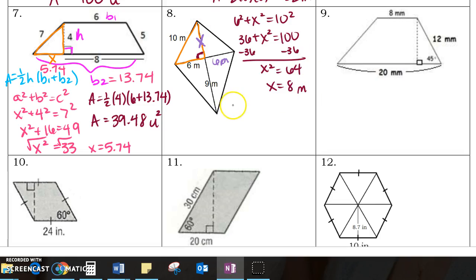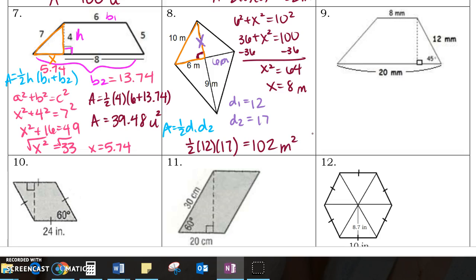So now we can figure out what each diagonal is. If we use this as diagonal 1, 6 plus 6 is 12. Diagonal 2, it's 8 plus 9 is 17. So when we substitute into our equation of 1/2 d1 d2, area equals, we'll have 1/2 times 12 times 17, which is 102 meters squared.